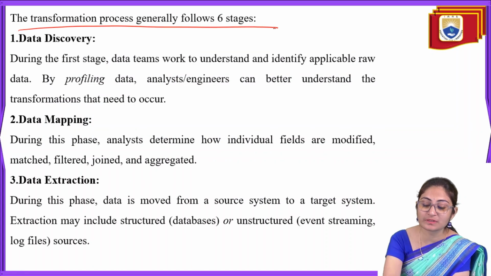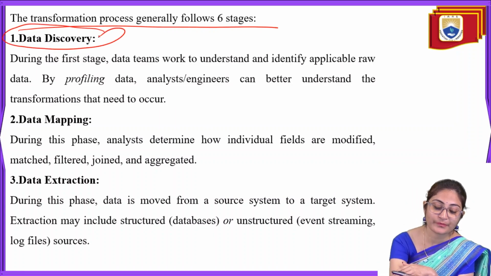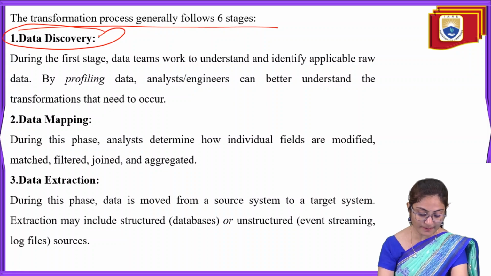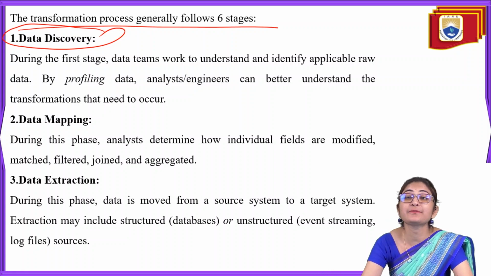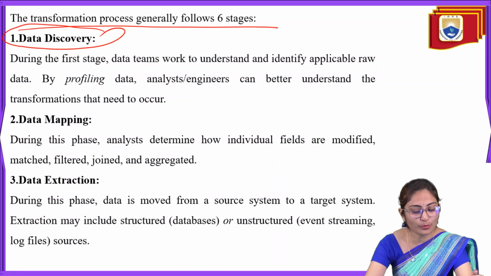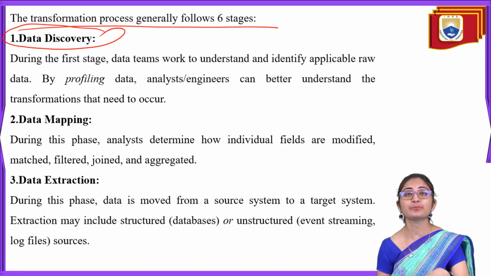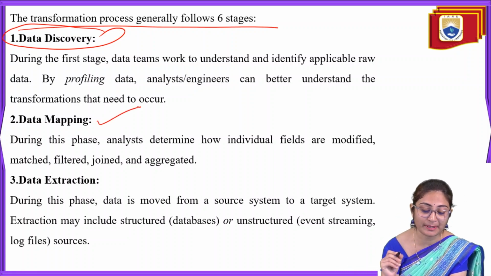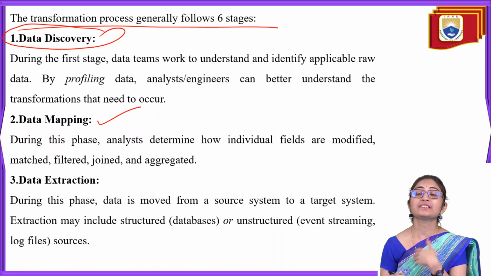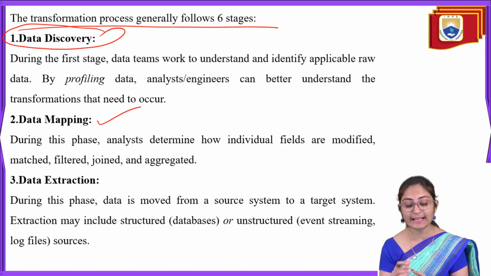Next, the transformation process generally follows six stages. First one is data discovery. What is meant by data discovery? In data discovery, first the data team works on understanding and identifying the applicable raw data. By profiling data, engineers or analysts can understand the transformations that need to occur. Then next one, data mapping. In this phase, analysts will determine how individual fields are modified, matched, filtered, joined, and aggregated.